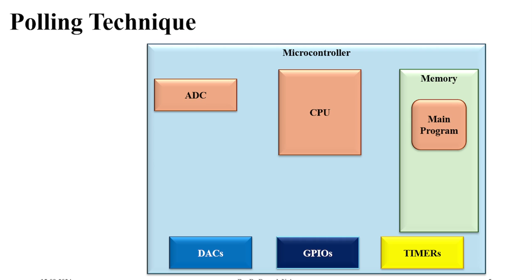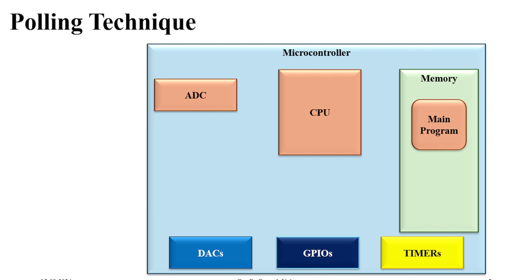So basically, a microcontroller contains a base CPU, or central processing unit. It can have multiple peripherals like ADC, DAC, general purpose input output pins, timers, and so on. Apart from these peripherals, microcontrollers also contain memory in which the main program resides.